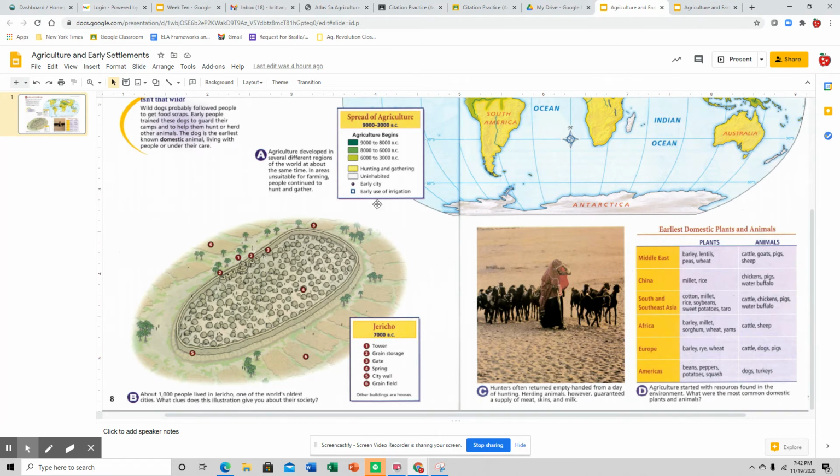Here's map B. Remember that sometimes the answers are also in these little things that it talks about, or the sentences under the pictures and under the map. Very often you'll have an answer right there.